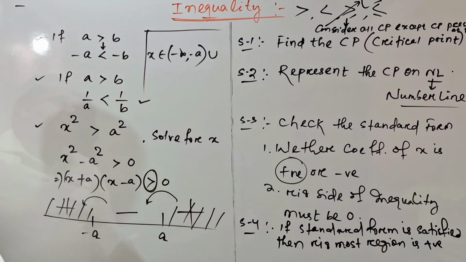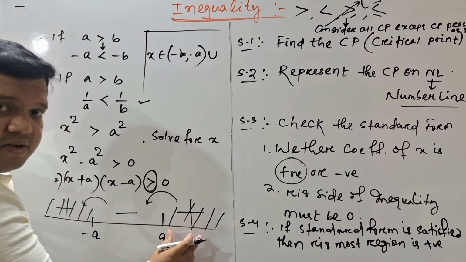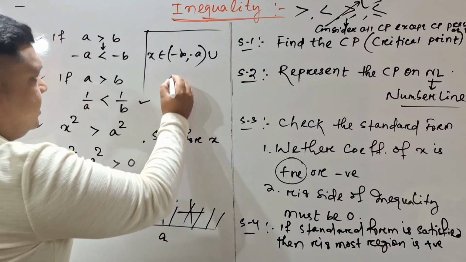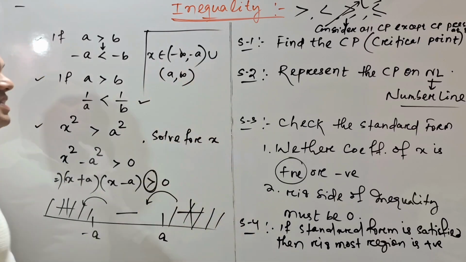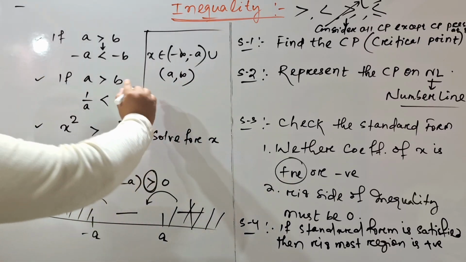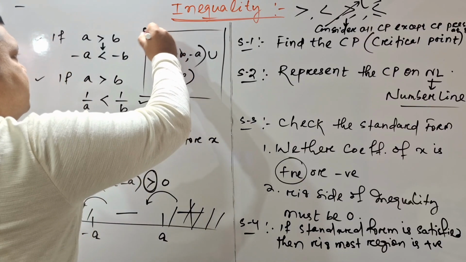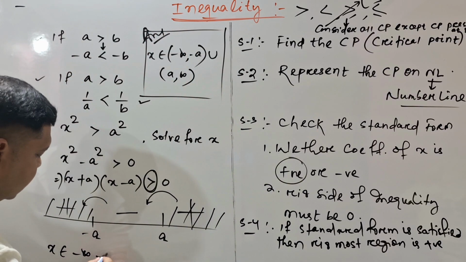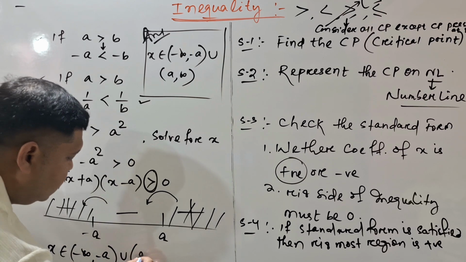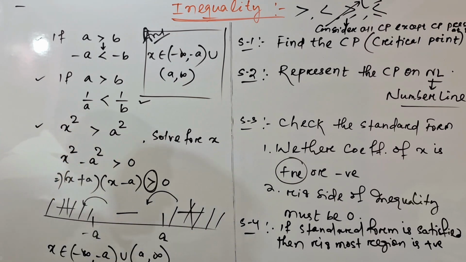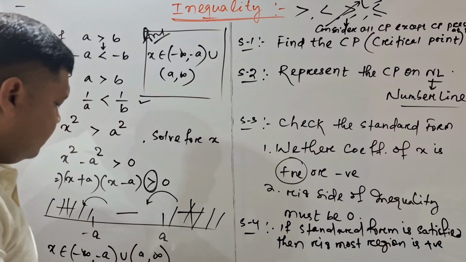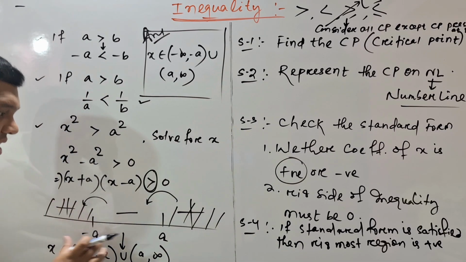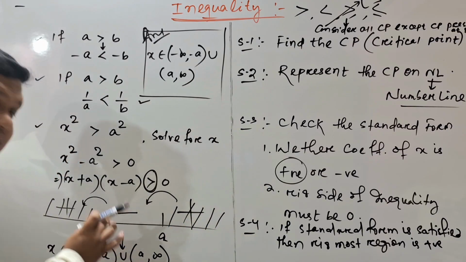Answer for this one: union. I have to select this region. Union means OR operation. So a to infinity, this is my answer. Here also I will write, x belongs to minus infinity to minus a, union a to infinity. This is my answer. Clear? Normally remember, union means OR operation, means addition. I have to select this region as well as this region. That's why I am using union.